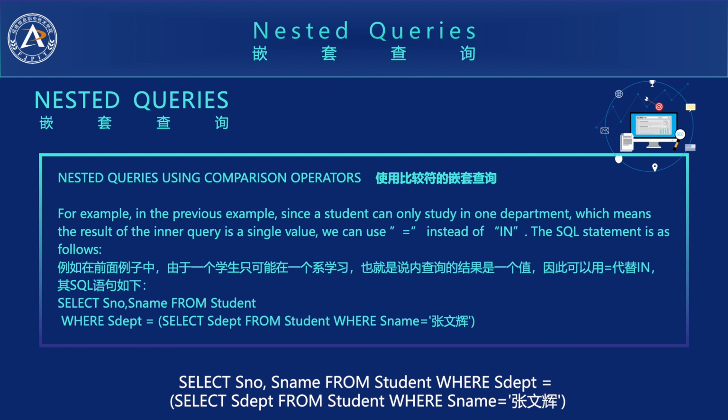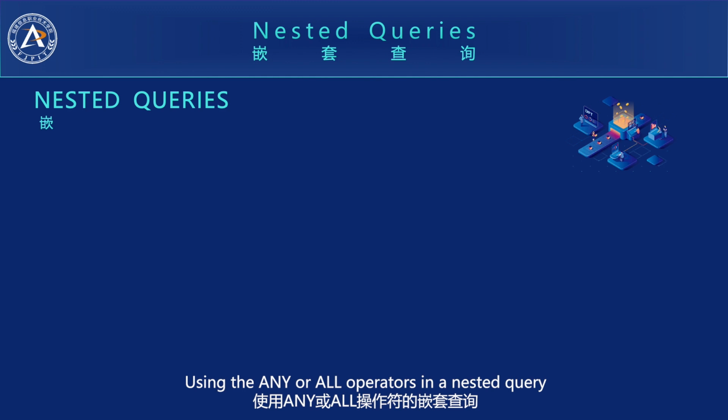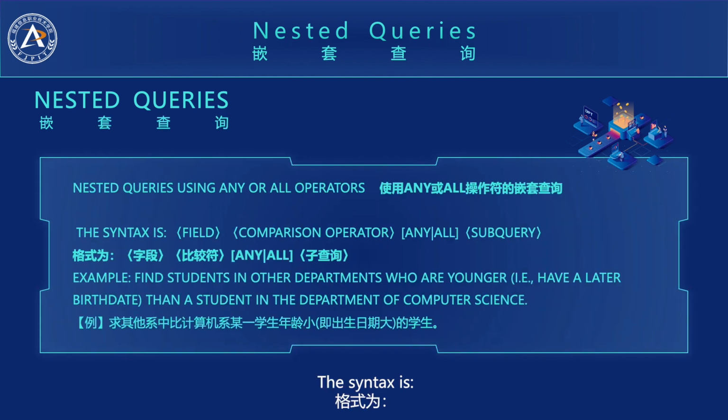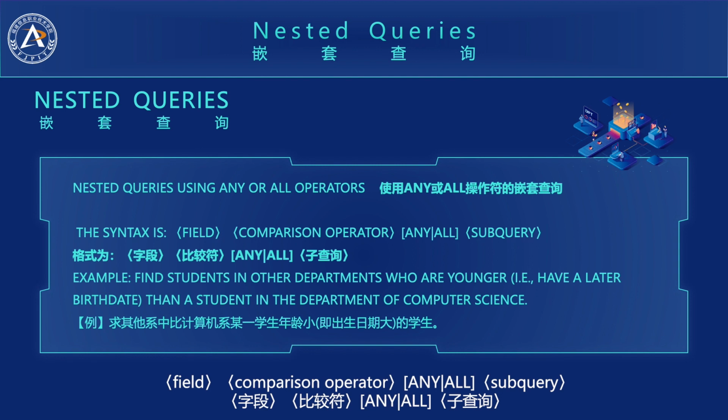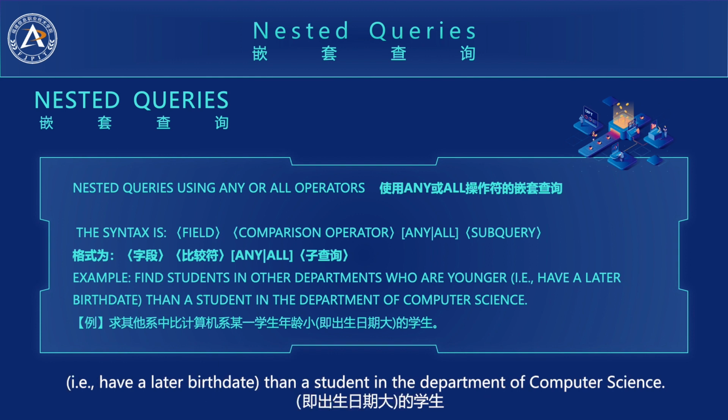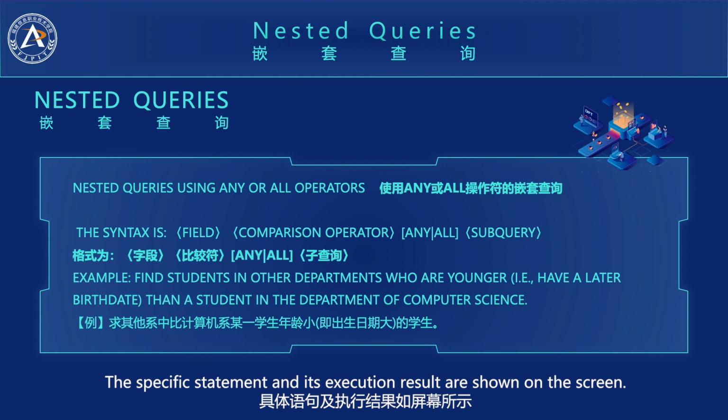Select Sno, Sname from student where Sdept equals select Sdept from student where Sname equals Zhang Wenhui. Using the ANY or ALL operators in a nested query, the syntax is field, comparison operator, ANY or ALL, subquery. In the example, we want to find students in other departments who are younger, that is, have a later birth date than a student in the Department of Computer Science. The specific statement and its execution result are shown on the screen.